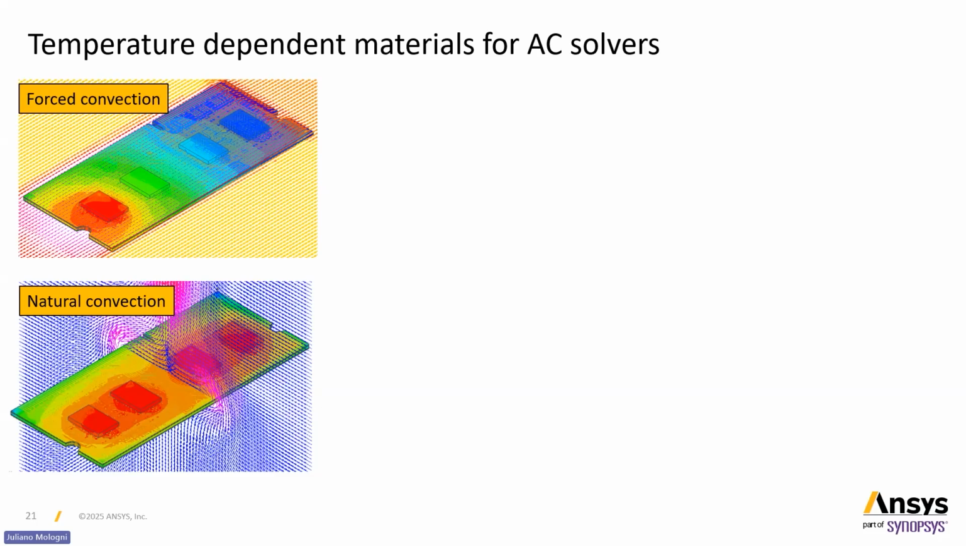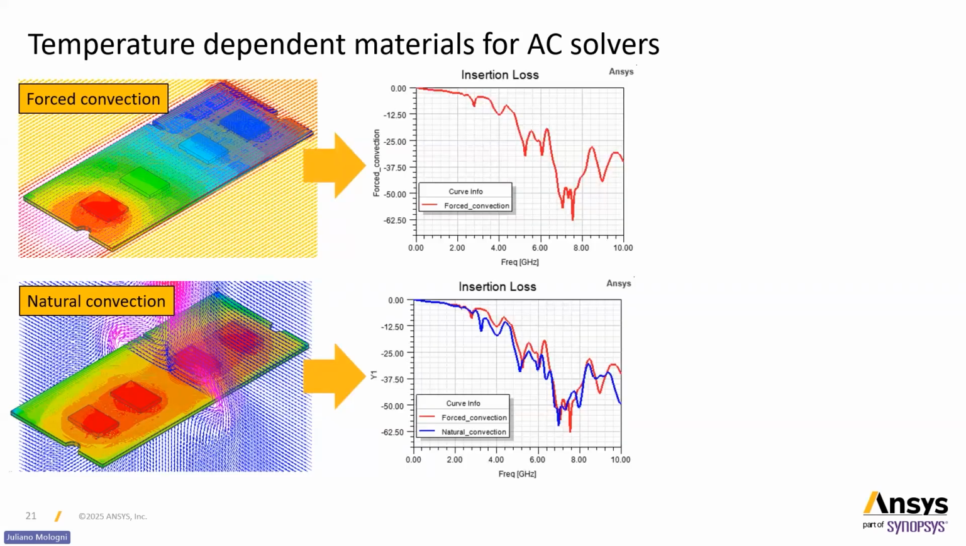So let's take a look at this board in 2 different environments. On the top one, you have a forced convection. So you have a cooler, a fan, from the top right-hand side. So that's the reason you see blue and then green and then red, right? Because blue is closer to the fan, so its temperature is lower. And on the bottom is natural convection. So all the memory models have basically the same temperature.